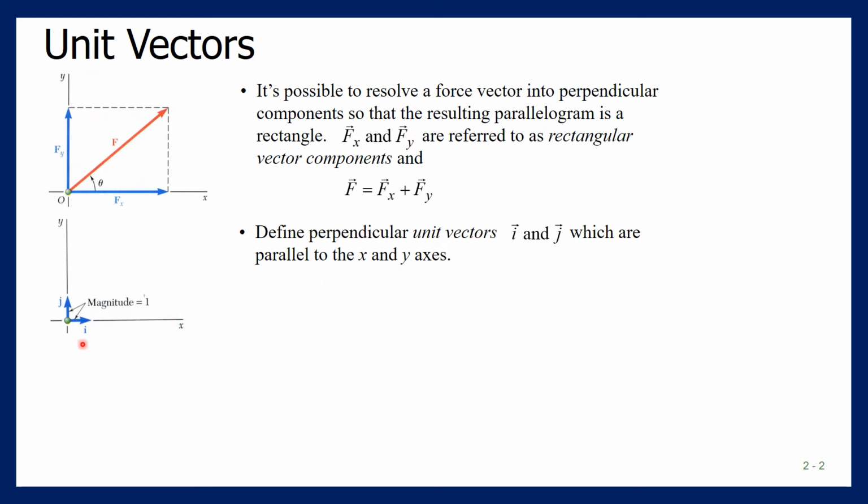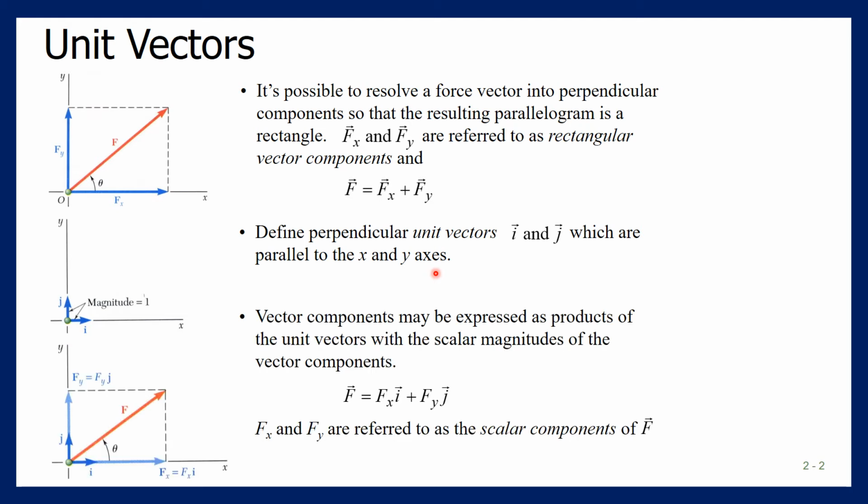So we have defined two unit vectors, i and j. i is the unit vector in x direction and j is the unit vector in y direction. So i is parallel to x, j is parallel to y. Similarly, in 3D, we define k as parallel to the z-axis.